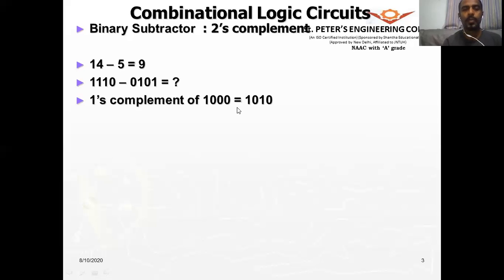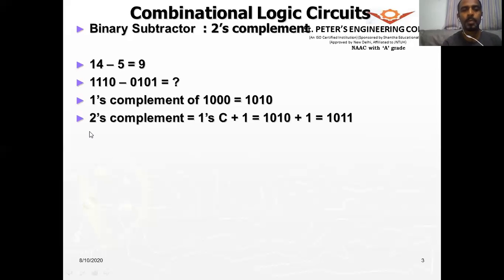Now we want the 2's complement. As I said, how do you get the 2's complement? You take the 1's complement and add 1 to it. Where do you add? Not at the most significant bit; you have to add at the least significant bit position. So we add this 1. Therefore, 0 plus 1 is 1, and then there's nothing else here. So 1, 0, 1, 1 is the 2's complement of 0, 1, 0, 1.